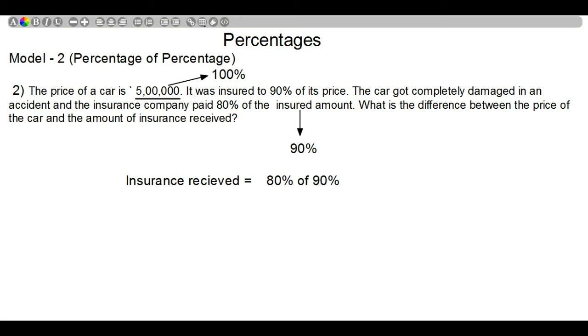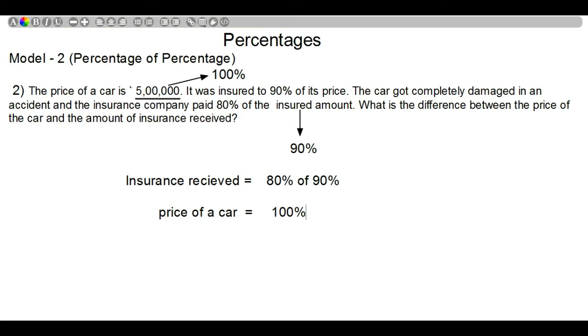So here, the calculation is 80% of 90%. We know that 80% of 90% will be equal to 72% with the help of the equation for percentage of percentage. That is x% of y% is xy by 100%. So 80% of 90% will be equal to 72%. So very clearly the insurance that is received is only 72%.